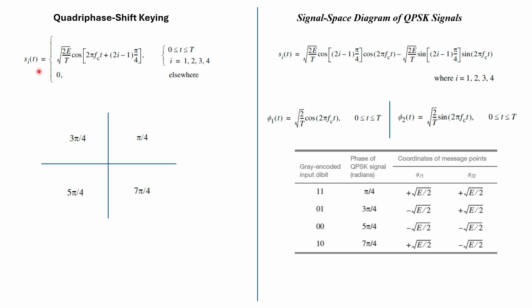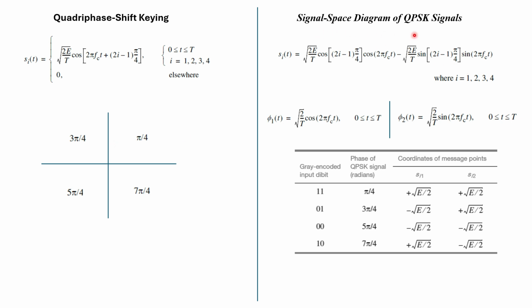So the general equation which represents the signal is as shown here. You go on substituting the values for i here. You are going to get four different phases: 45 degree, 135 degree, 225 degree and 315 degree. So in QPSK we are using four phases, that is why the name given is quadriphase or quadraphase shift keying.